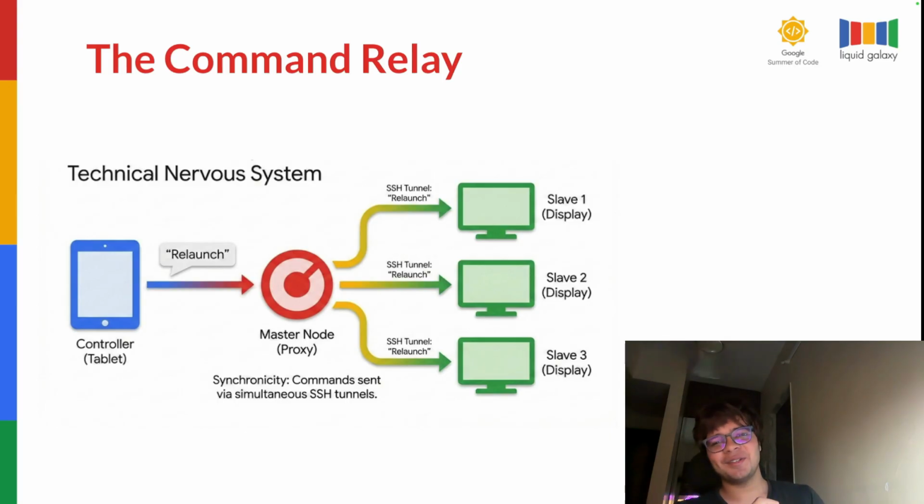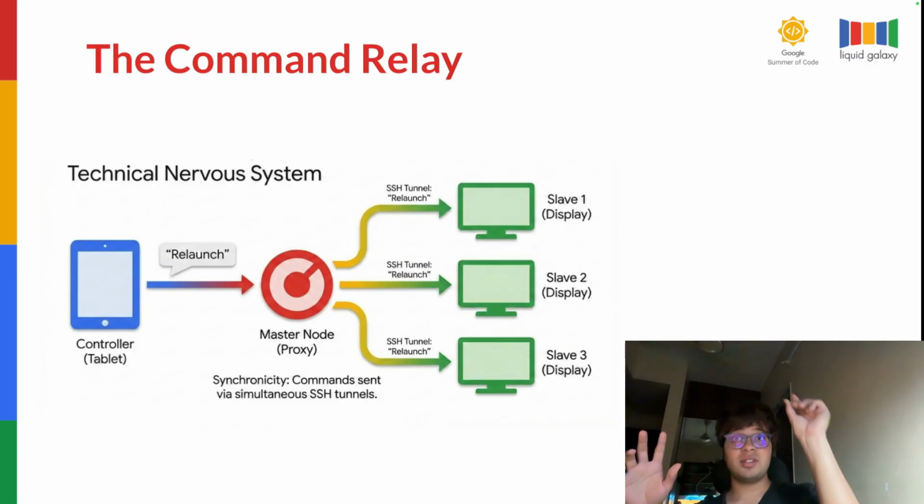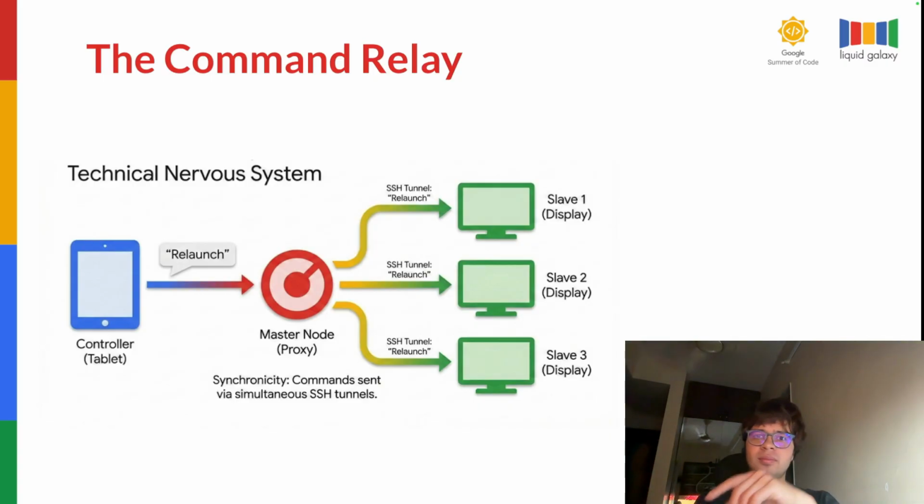Command relay, as mentioned, is like the technical nervous system of Liquid Galaxy. It acts as the bridge between our input and the cluster's response. So this is basically a communication architecture. Now the working of it consists of three to four main things: trigger, reception, broadcasting, and execution.